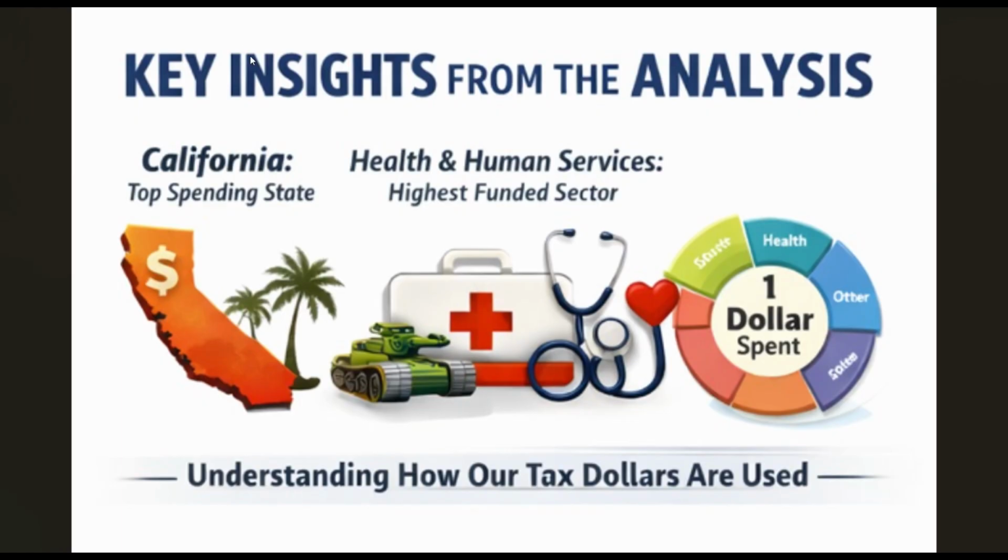Overall, this analysis shows that federal spending patterns are influenced by population scale, tax contribution, and evolving policy priorities, both at the state and agency level. Some states and agencies show consistent long term growth while others fluctuate. By visualizing these trends over time, the dashboard helps turn complex government budgets into clear, data driven insights about how our tax dollars are actually being used.